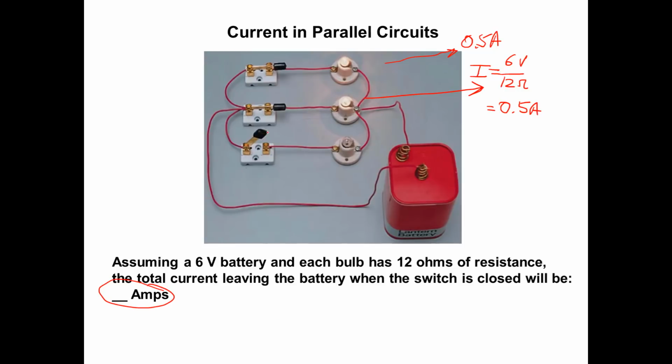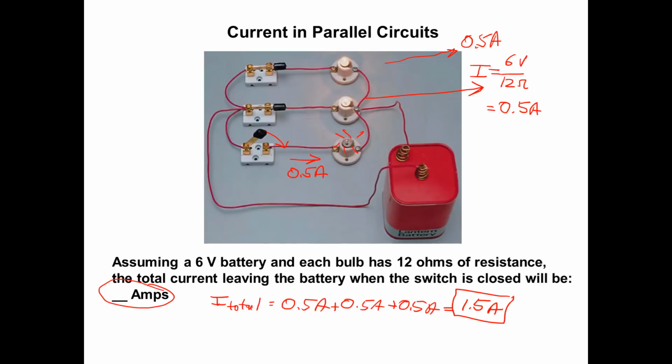Hey, coming on back now. So when this switch is closed, we know this bulb turns on. It will look just like the other 2. In fact, this will also have 0.5 amps flowing through it. So our total current leaving the battery is 0.5 amps plus 0.5 amps plus 0.5 amps. And if you calculate 1.5 amps, you are correct.